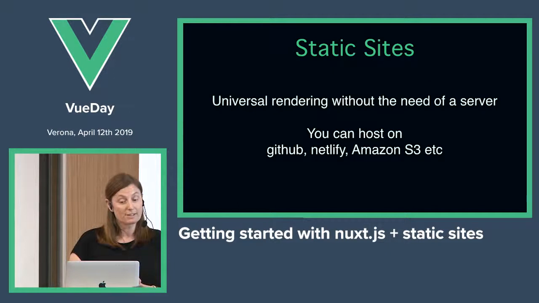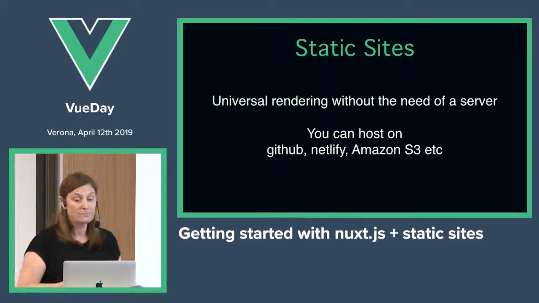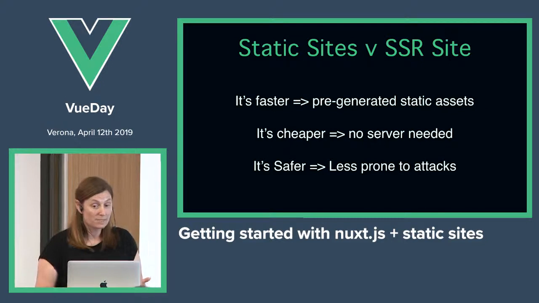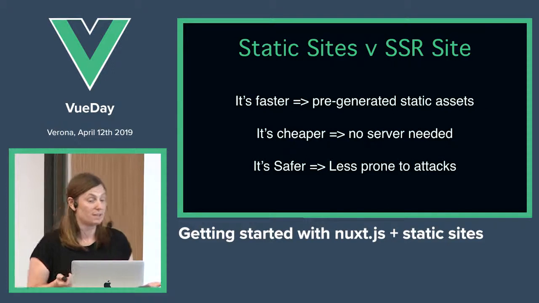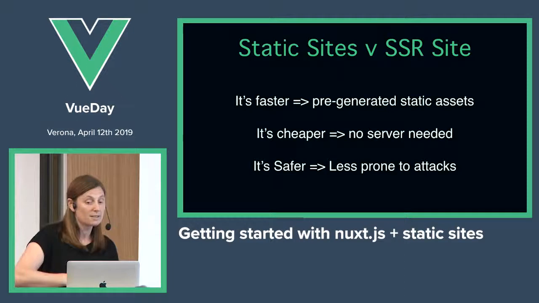So you get universal rendering without the need of a server. So you can host on GitHub, Netlify, Amazon, etc. It's faster. Okay, you've got pre-generated static sites. It's cheaper. You don't need a server. It's safer. You're less prone to attacks.